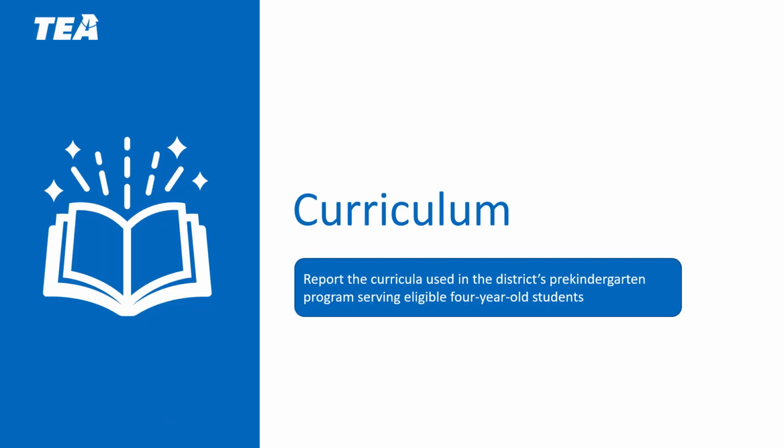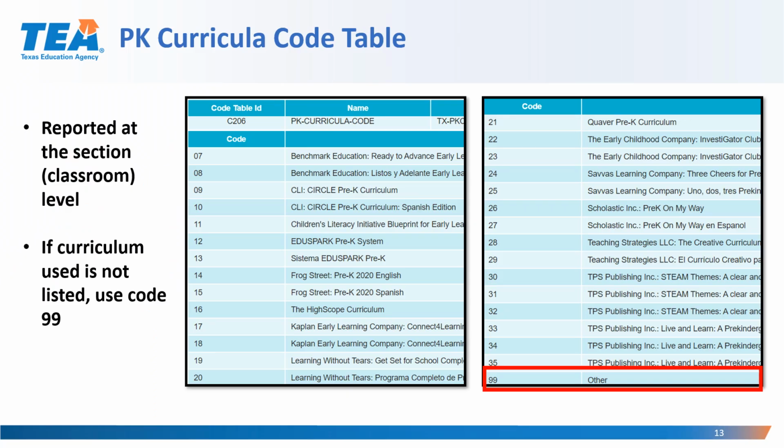Let's start with curriculum. Again, that is reporting the curricula used in the district's pre-kindergarten program serving eligible 4-year-old students. This data element is titled Pre-K Curricula Code. The code table ID is C206. Curriculum is reported at the section or classroom level. For each section, a curriculum code must be entered.